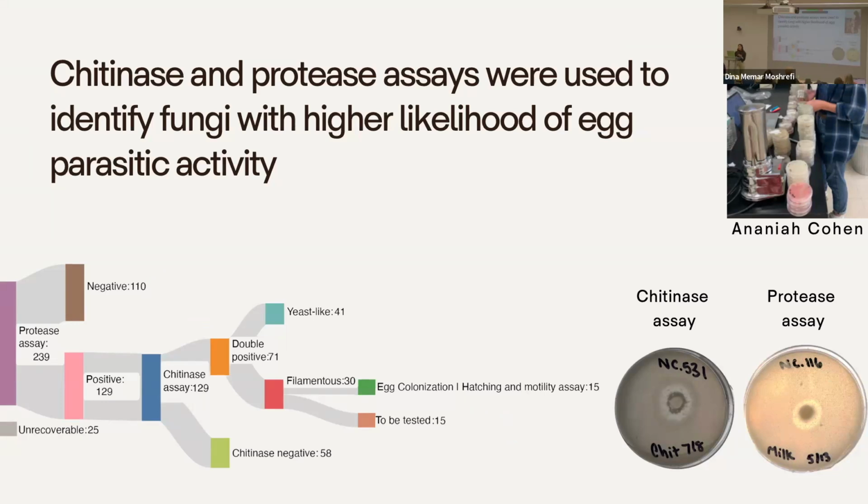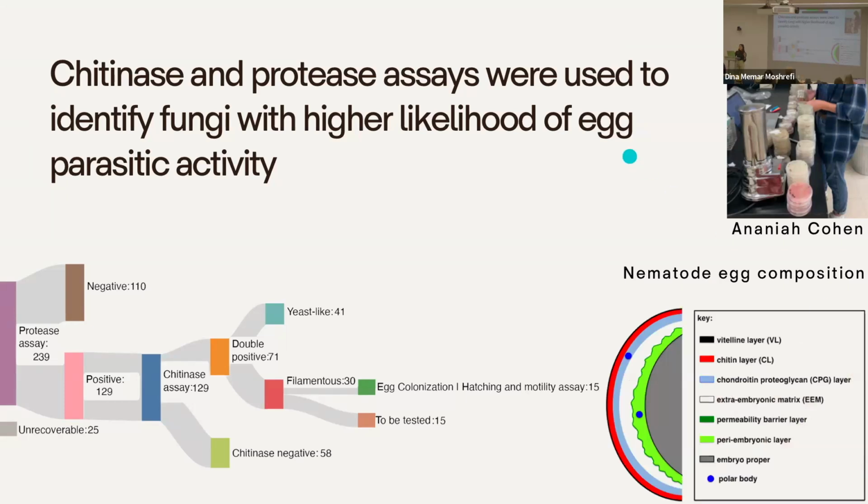And you may be asking yourself, why choose these two specific assays? The reason is because the nematode eggs are made of different components. And as we know, proteins are really what make up everything within our cells. But chitin specifically is very important in the nematode eggs because it protects the eggs from desiccation. So if you see here, it's one of those first layers of protection of the nematode inside. In red, you can see the chitin layer. And chitin is a very strong component of that eggshell.